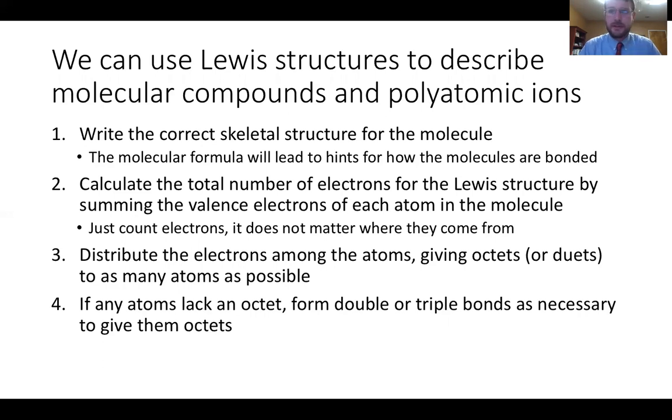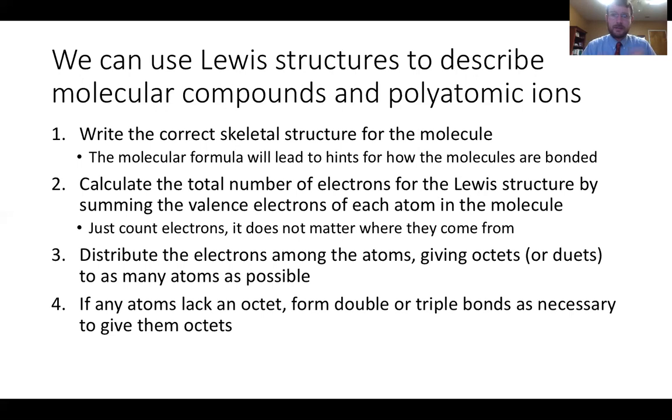But then we're supposed to calculate the total number of valence electrons. The valence electrons tell us how many electrons we have to do the chemistry from each individual element in the molecule. We just need to count the electrons. It doesn't matter where they come from or which atom they have. All we care about is how many we have.